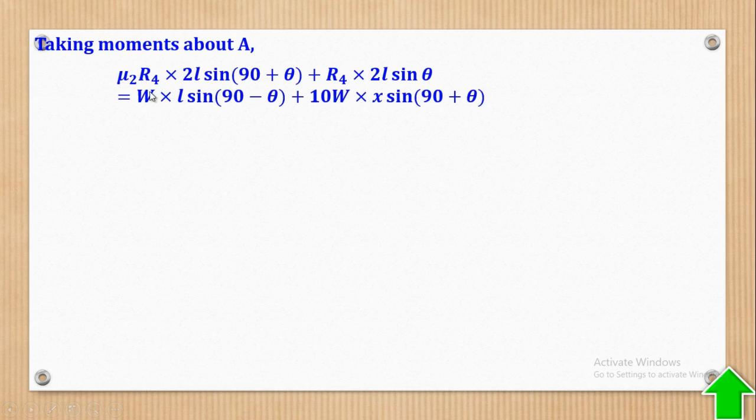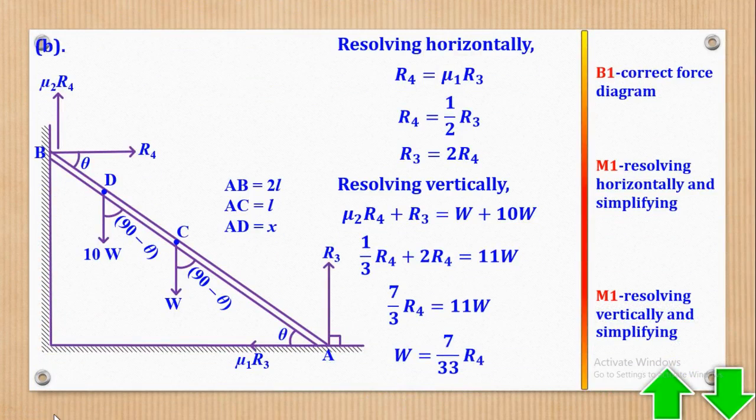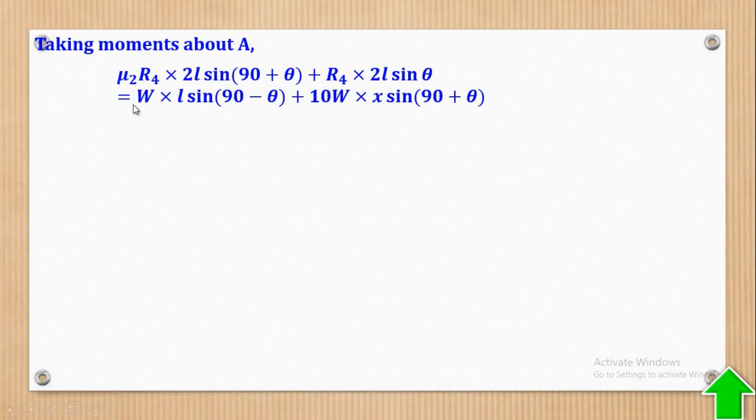So that is where this is coming from. Now next is to go to this W. Let's see how that moment comes about. So for this W, the force is W, then the distance from the pivot, so this force originates from point C, meaning the distance from the pivot is AC, which is L. And the angle between the force and the ladder is 90 minus theta. So the moment will be W times L times sine 90 minus theta.